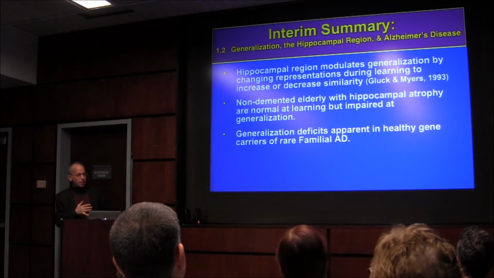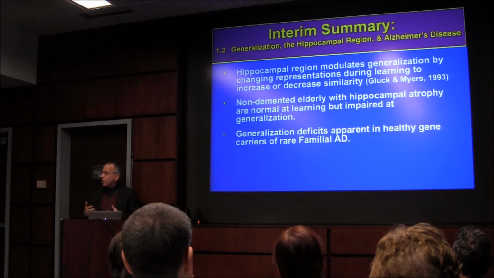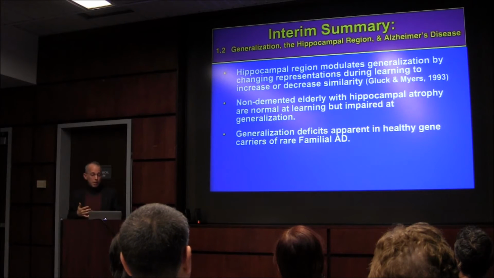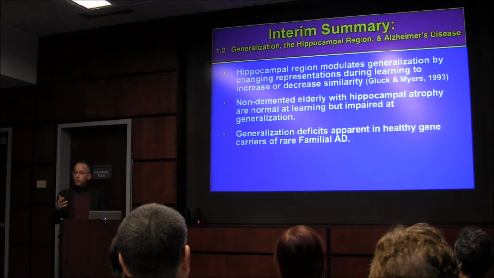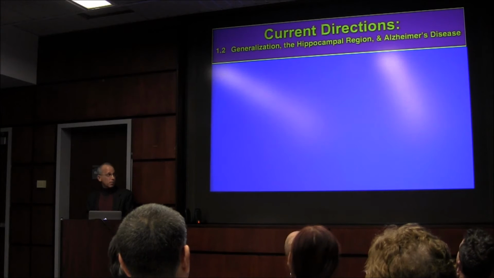So let me summarize. The hippocampal region modulates generalization by changing representations during learning to increase or decrease similarity. That was our computational model. Non-demented elderly with hippocampal atrophy are normal at learning. And generalization deficits are apparent even in healthy gene carriers of rare familial Alzheimer's.